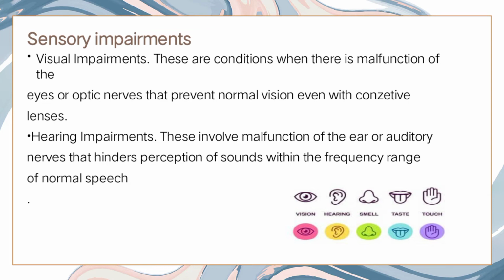Hearing impairments involve malfunction of the ear or auditory nerves that hinders perception of sounds within the frequency range of normal speech. So it means that a person's hearing cannot be corrected to a normal level, and it is caused by aging, heredity, loud noise, or some illness.